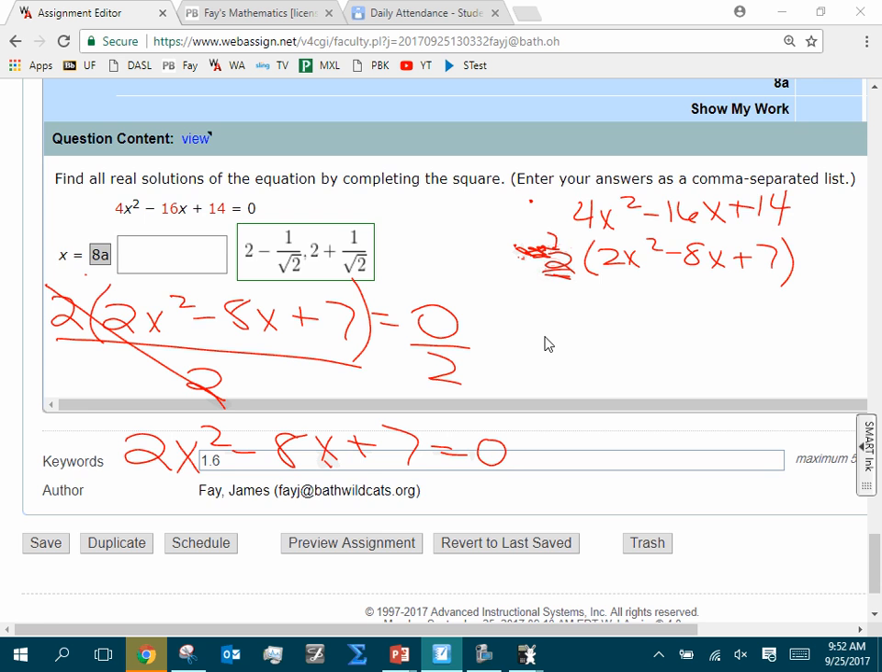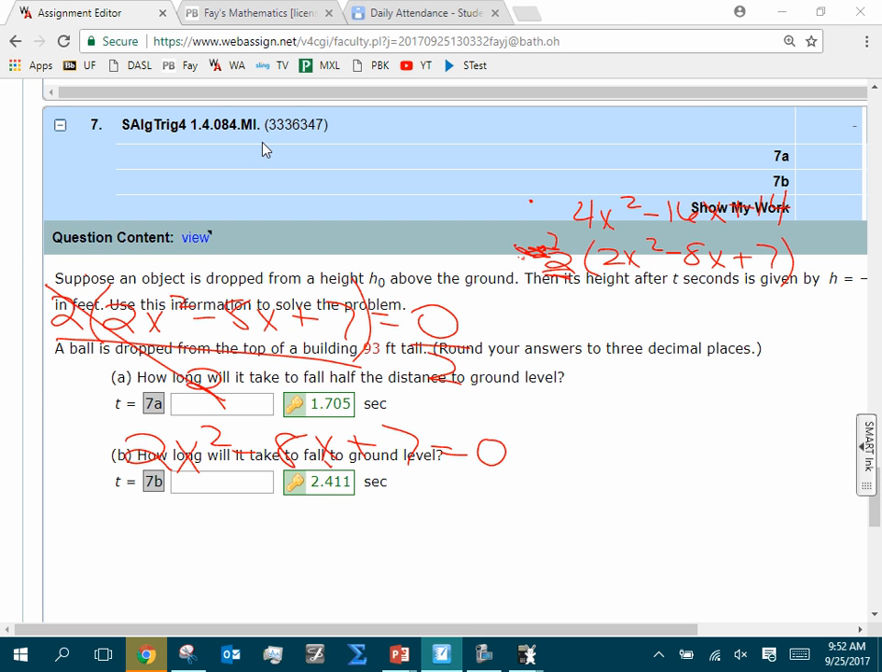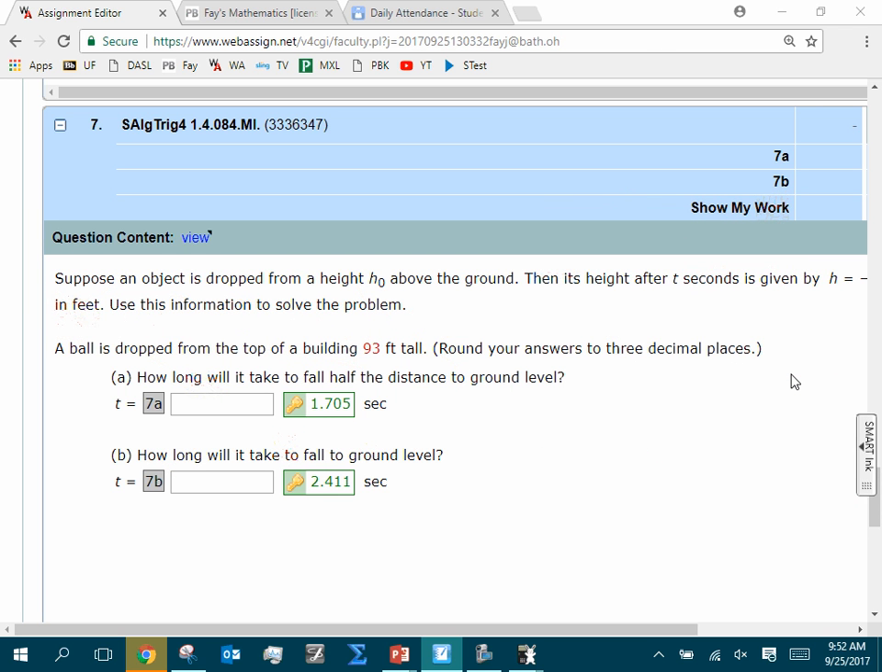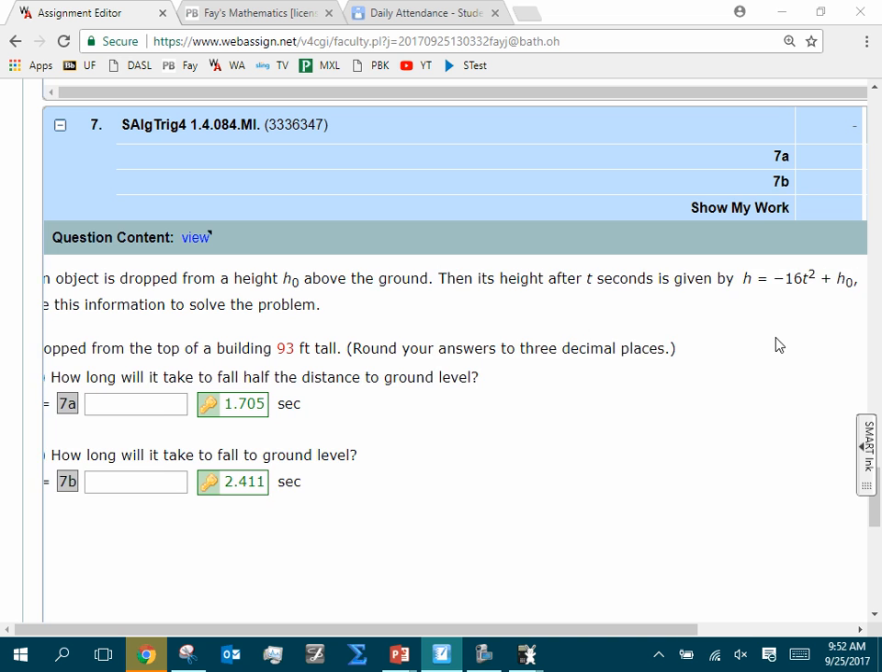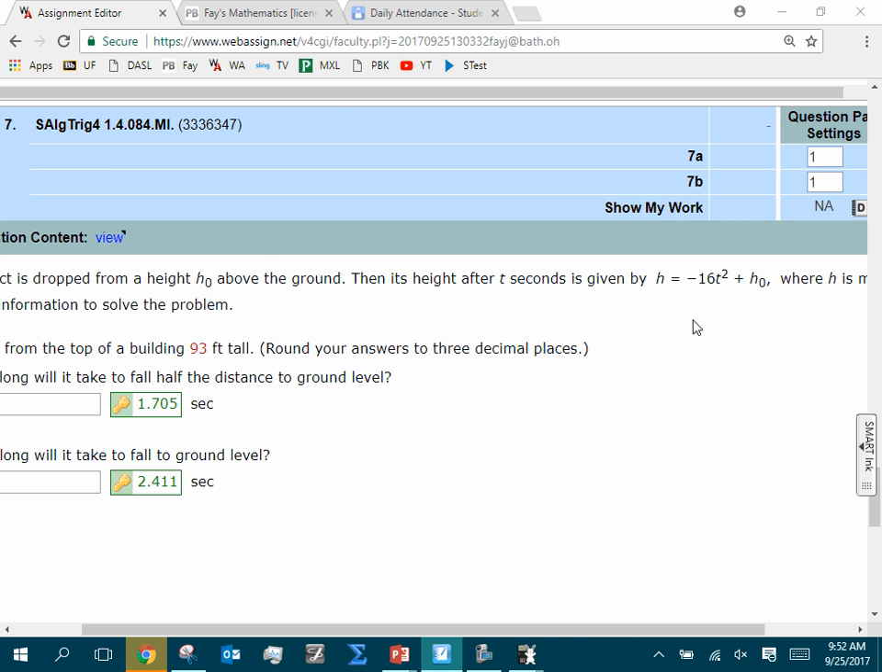Number 7. I'll help you set this up. If I stand on top of the chair and I drop an object, that object's going straight down, right? The idea though is that over time, its height is still going to be modeled against the time axis. Its height is still going to be parabolic. So suppose an object is dropped from a height h sub-0 above the ground, then its height after t seconds is given by that formula: negative 16t squared plus h sub-0.